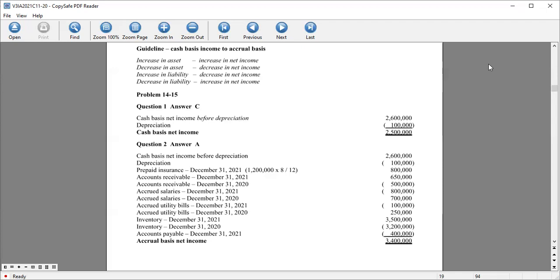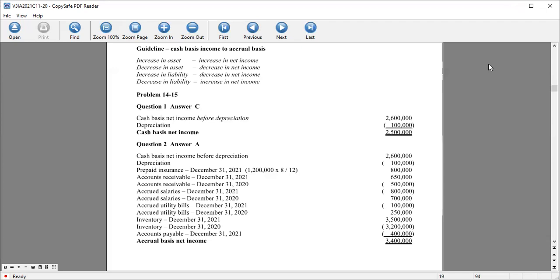Then we have now accounts receivable at the end of the period of 650,000, and at the beginning of the period, it's 500,000. So we have at the end of 2021, various credit card entities owed Standard Company 650,000. At the end of 2020, customer credit card charges outstanding were 500,000. So we have to deduct 500,000.